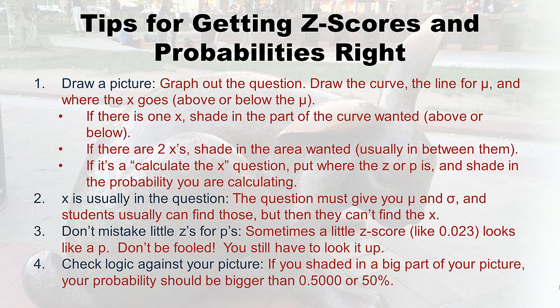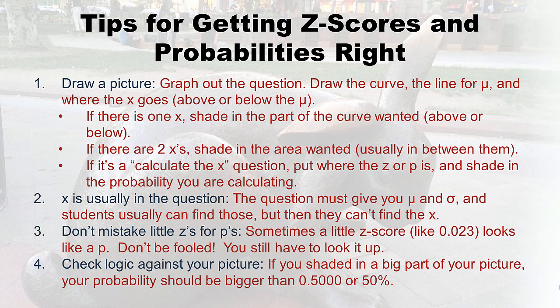A big problem that I see is people mistake little z's for p's. Obviously, if you've got a z that's negative, a probability can't be negative, so you won't make that mistake, even if it's like negative 0.25. And if the z is bigger than 1, you won't make that mistake. If you see z equals 2.5, obviously that's not a probability. But when you have a little baby z-score between 0 and 1, like 0.023, it looks a lot like a p, but it's still a z.